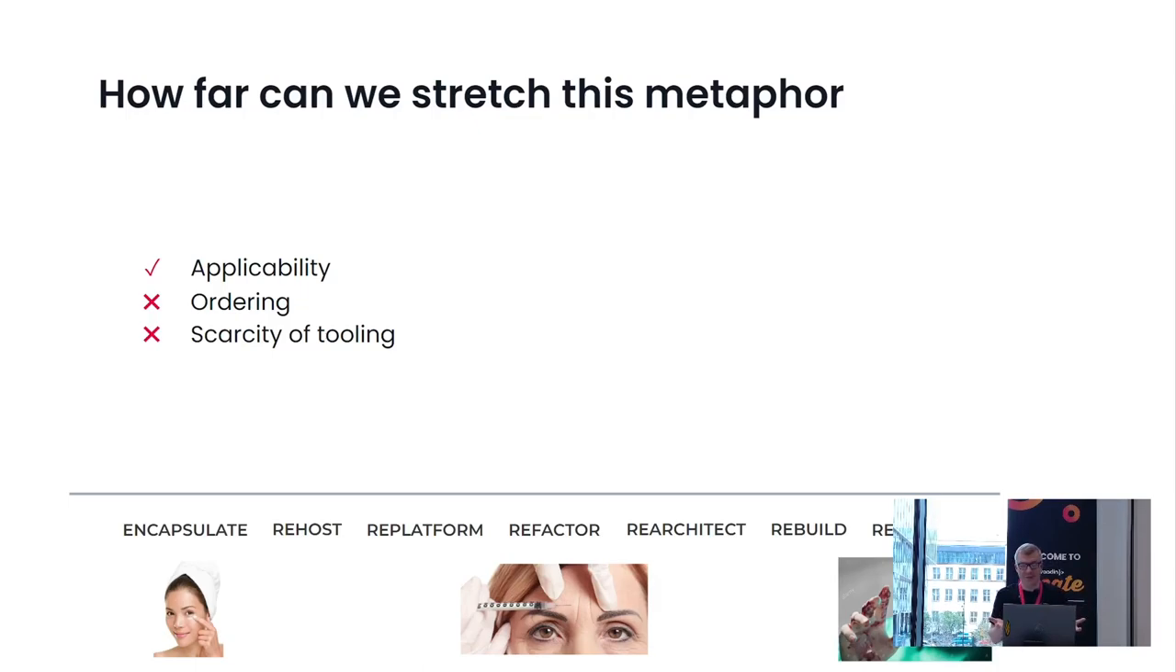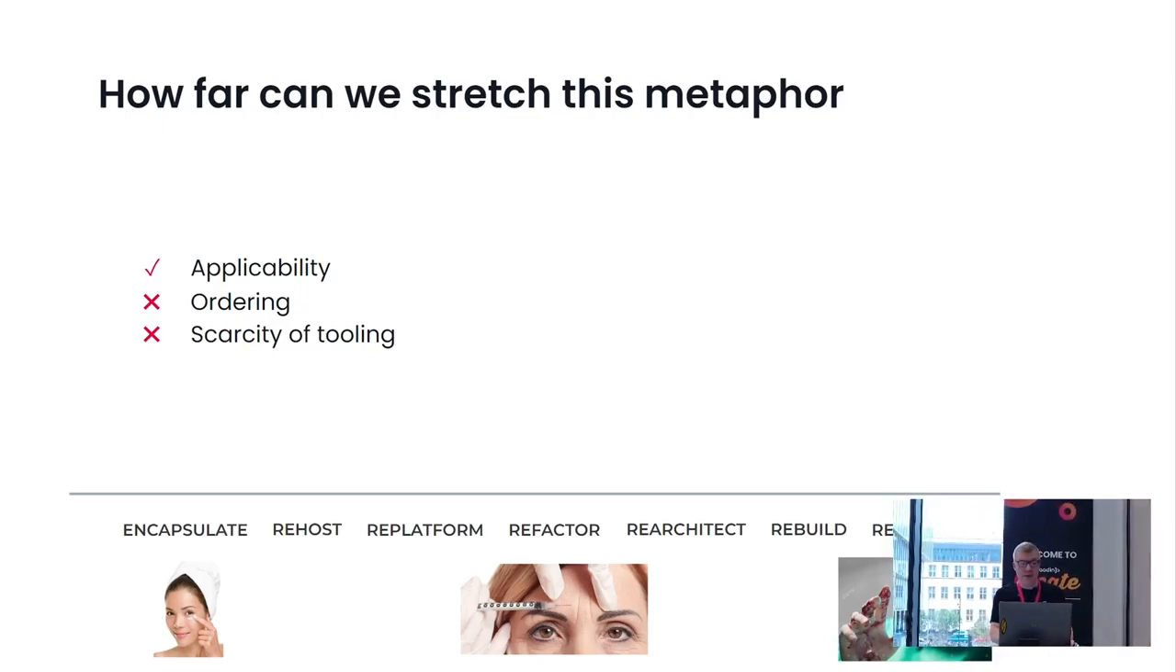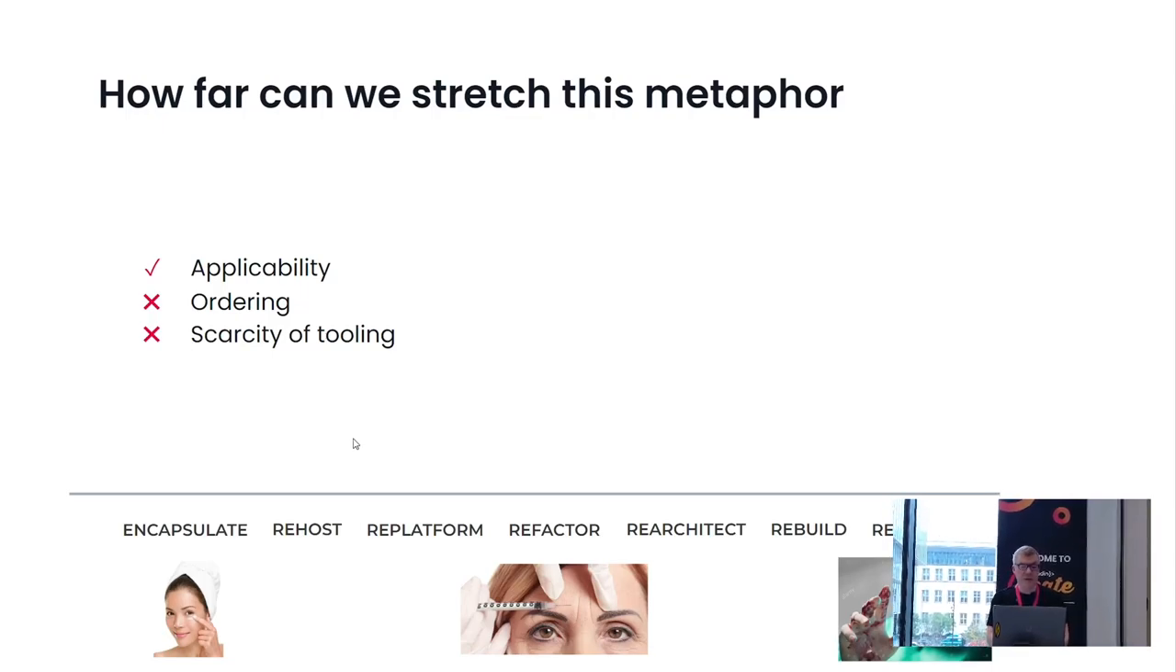I also think it's possible to have some plastic surgery today and then 2 months from now put some face cream on your face. I think that probably works. I don't see any issue with that. However, when we go to look at the world of application modernization, ordering does become important because once you've done something to a certain level of invasiveness, the other approaches that come before become obsolete.